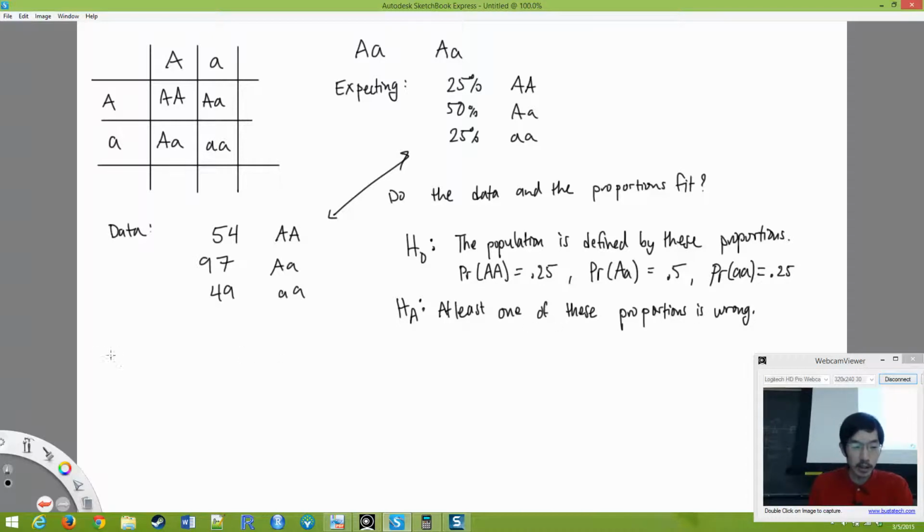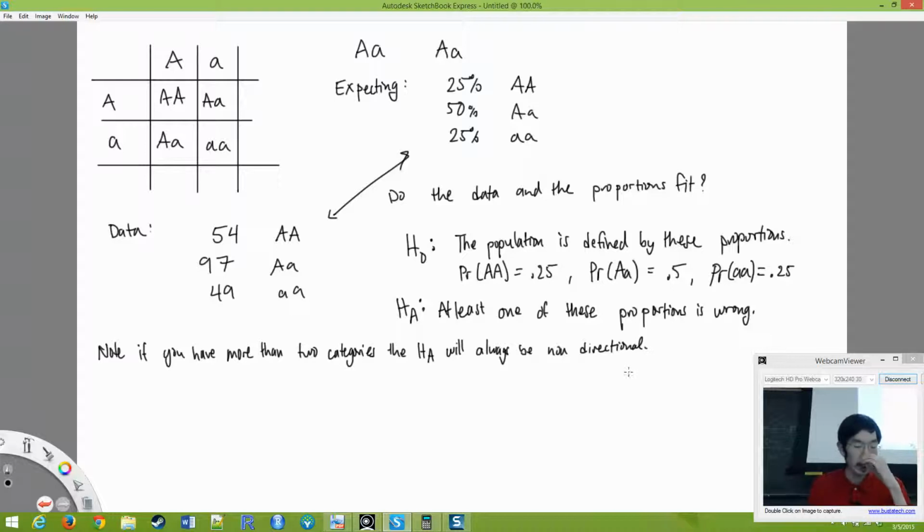And so here's just a little note. If you have more than two categories, the alternative hypothesis will always be non-directional. Okay. You can only have a directional alternative hypothesis if you only have two categories, like male and female, or something like that. Okay.